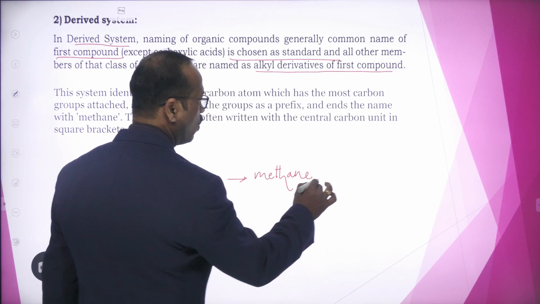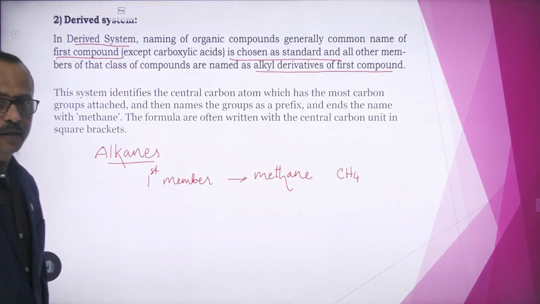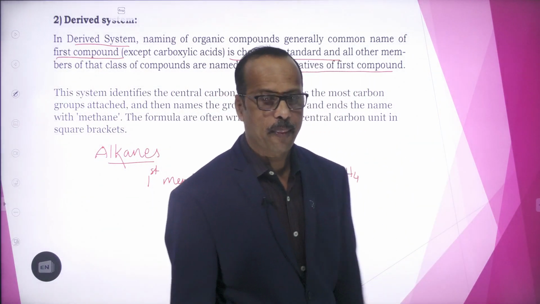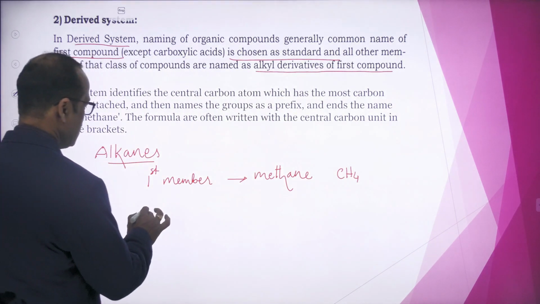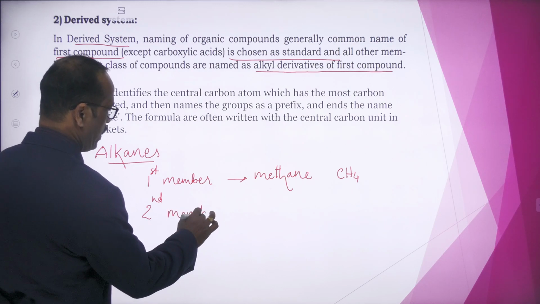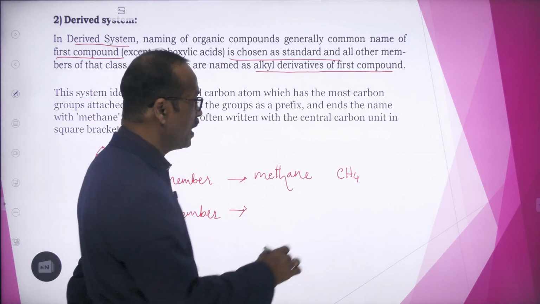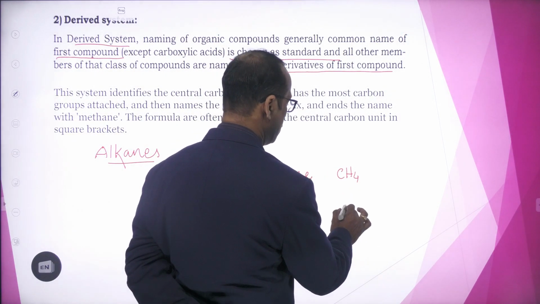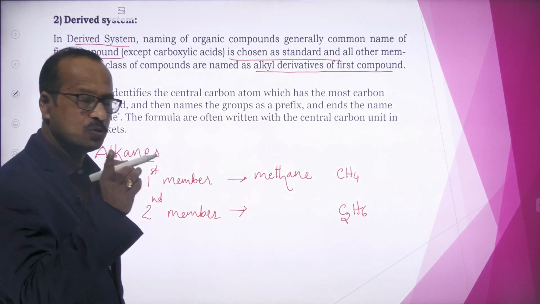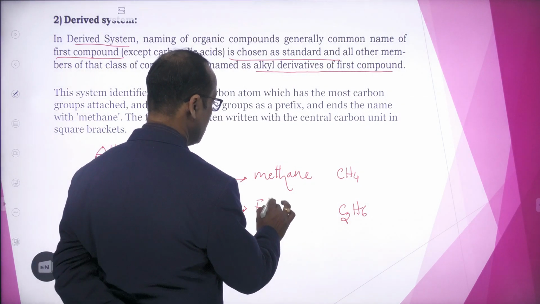Methane, right? What is its formula? CH4, right? So this is methane, no change. The name of methane is methane. Now let's go to the second member. What is the second member according to the formula? C2H6. I give the name ethane, but here we are discussing what?